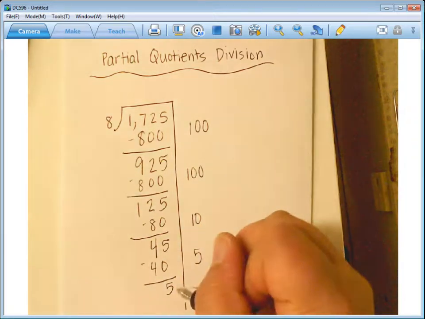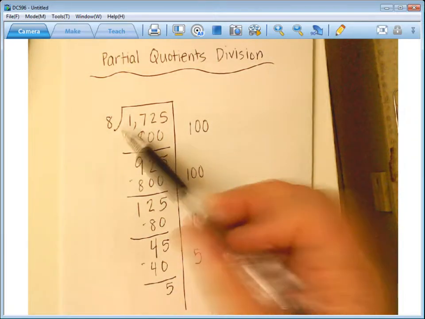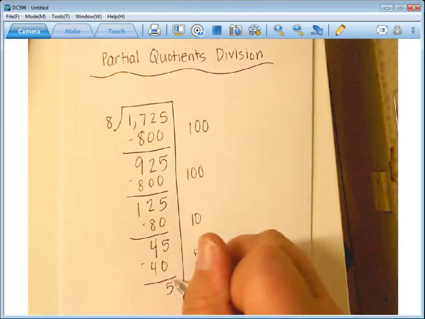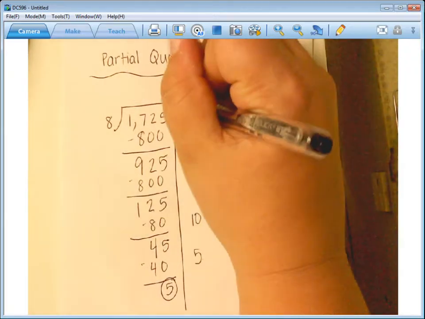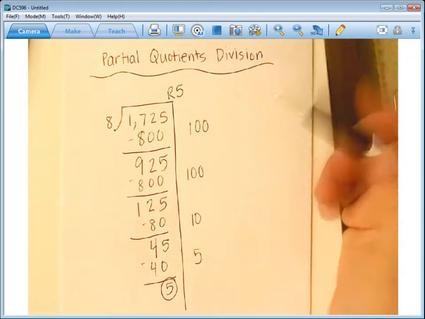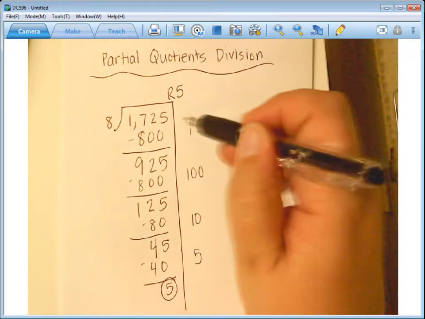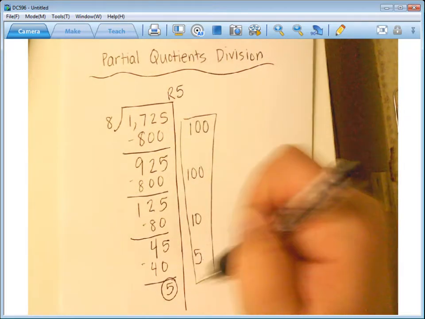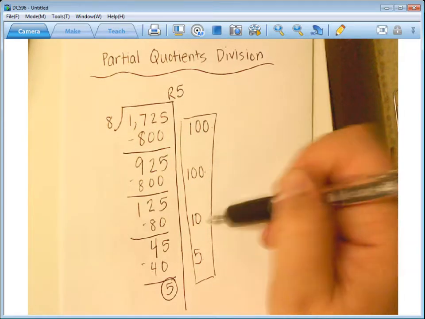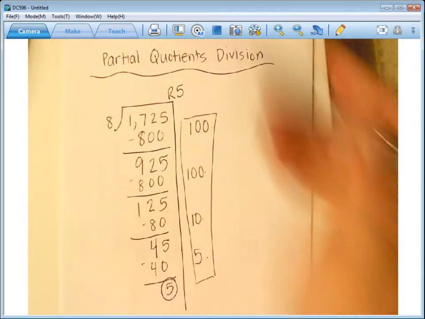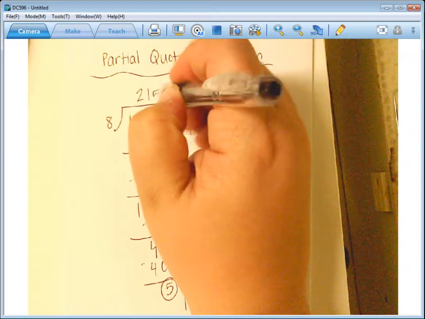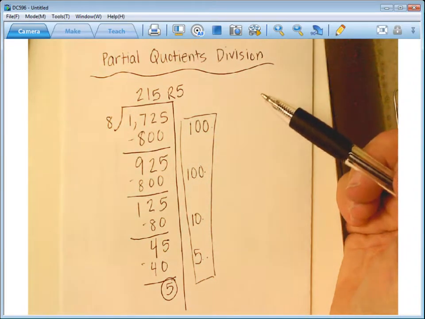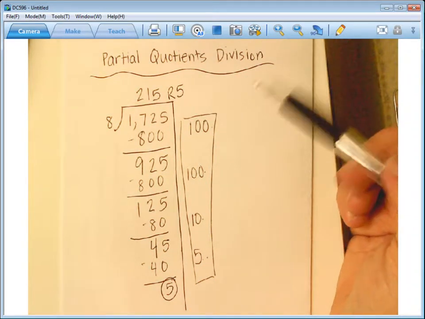And so I am left with 5. I can no longer make any more groups of 8. So this 5 becomes my remainder. And to find my quotient, I'm just going to add up all of my groups. So I had 100, 200, 210, 215. So my answer will be 215, remainder 5.